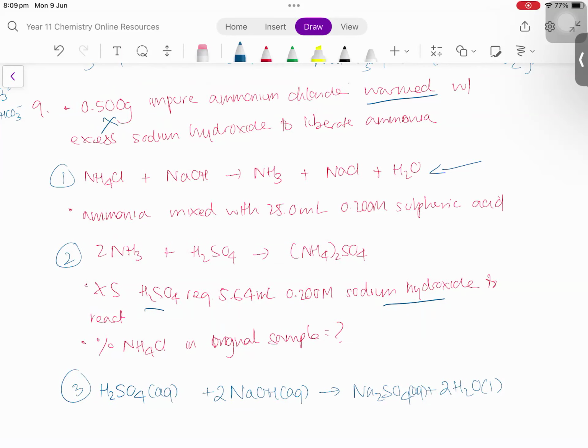The next number here is 25 mL of 0.2 molar sulfuric acid. Could you technically calculate the moles for that? Yes, you're going to do C equals n over V, so n is C times V. Now I'm going to give you something else. Your purpose for calculating moles is to relate it to the equation and then use the ratio in the equation to relate it to something else. So I'm going to add something in for you here.